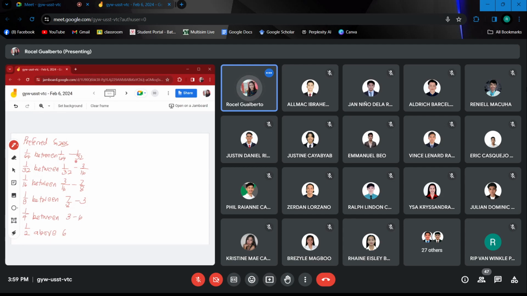Okay? So all values po na ito is in inches. Okay? So in inches po lahat ito. So ano po ibig sabihin na ring preferred size?